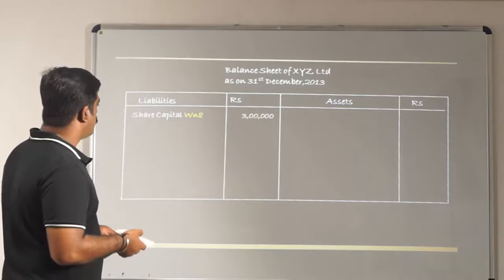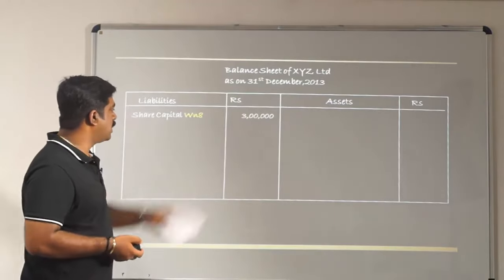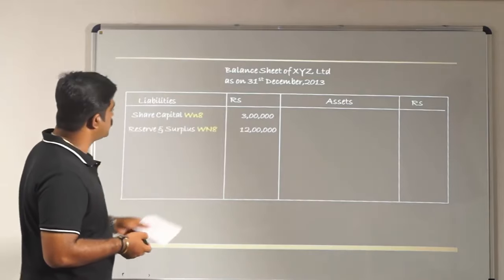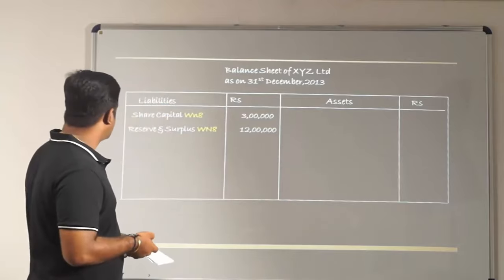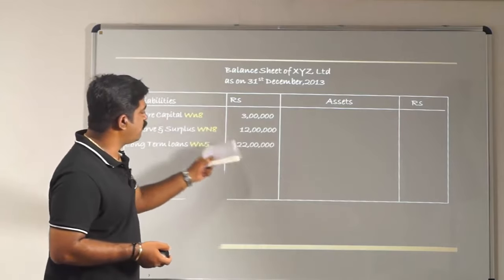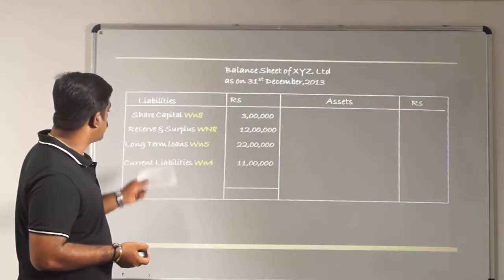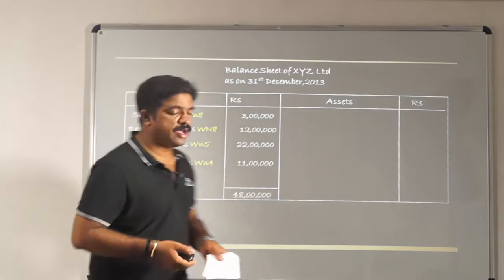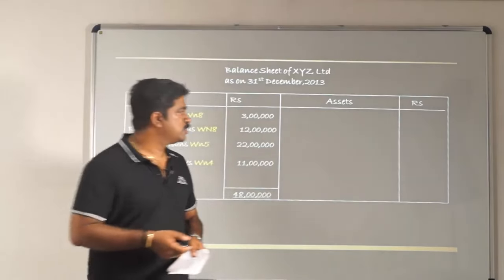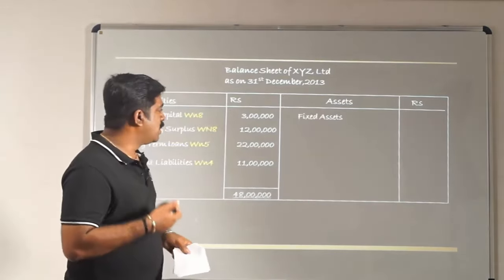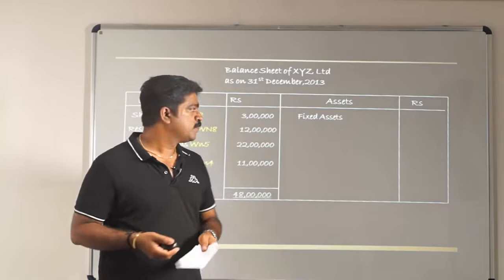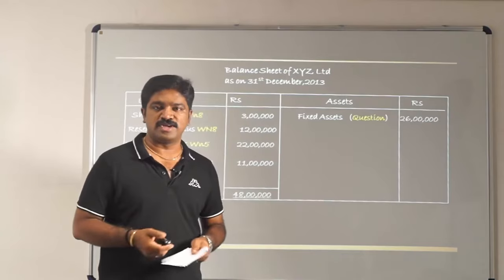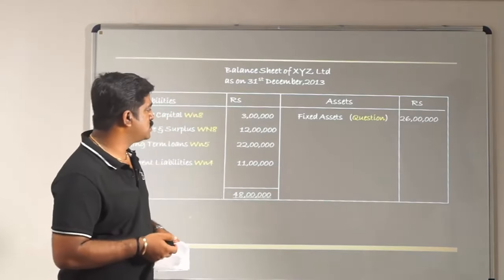Liabilities and assets. Item number 1, share capital from our working note 8, it is 300,000. Then we have derived reserves and surplus, which is 1,200,000. Then long-term loans from our working note 5, which is 2,200,000. Then current liabilities is 1,100,000, and the total is 4,800,000, that is 48 lakhs. Then moving on to the asset side, fixed assets, assuming it's a non-depreciable asset, say something like land. We are maintaining the 26 lakh given in the question, that is 2,600,000.